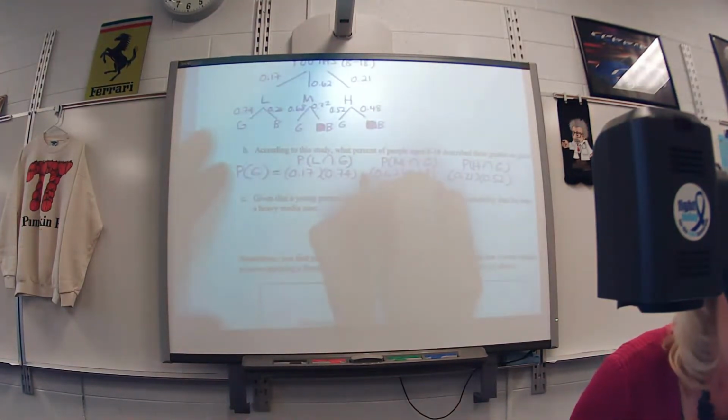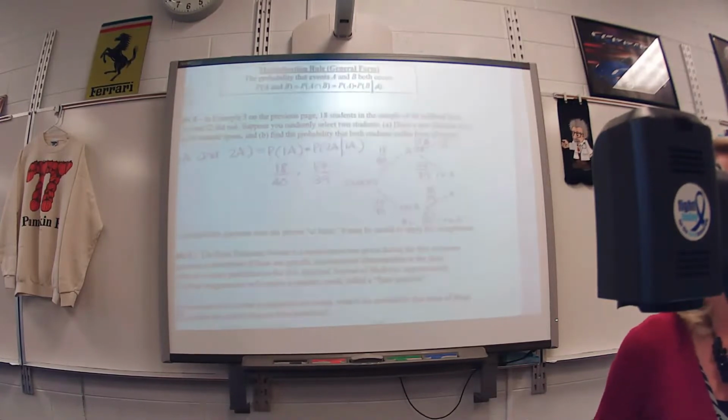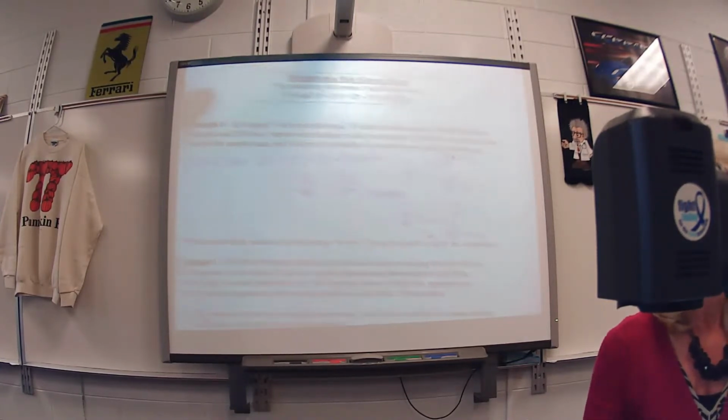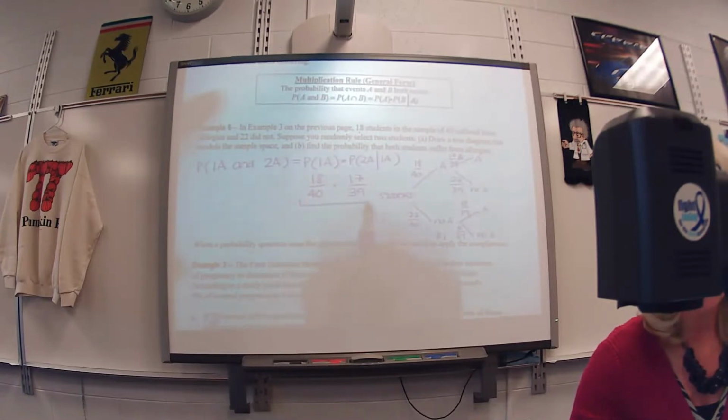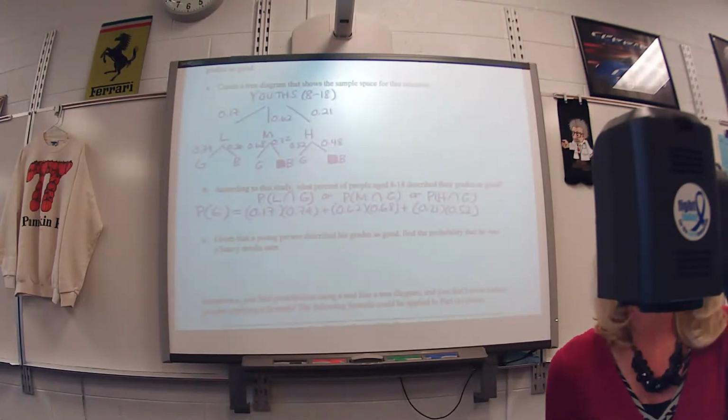And the word "or" implies that we're going to add these together. So the tree diagram yesterday, to be honest, had no purpose except to show it to you. We could have just done this problem very easily right from that. But the tree diagram will allow you to see multiple possibilities at one time.